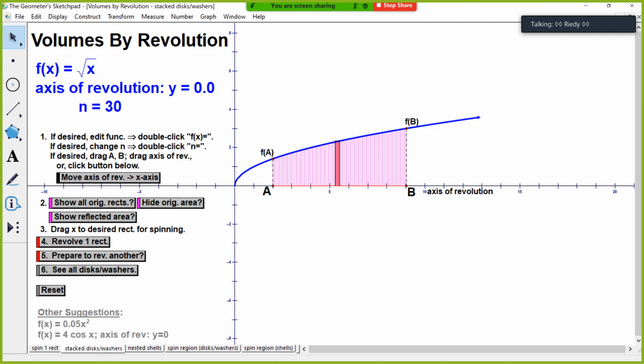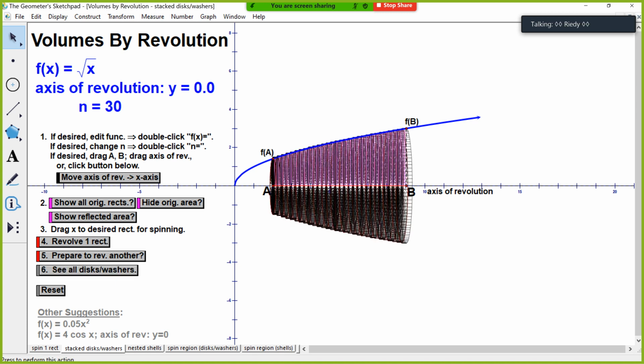Okay, so here's what we're going to be doing. I've got a nice, pretty little function in there. It's the square root of x. And we're going to revolve that square root of x around the x-axis from the point A to B. And you'll see that I set this to have n being 30. In other words, I'm going to use 30 different disks in order to get that revolution. So if I take one of them, I get that cute little disk. And then if you do all of them, you get that thing.